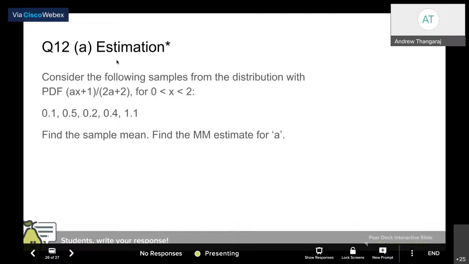This is a valid PDF. You can check that this is a valid PDF. (ax plus 1) by (2a plus 2), where a is the parameter. And here are samples. I've given you 5 samples. The first thing you should notice here is ax plus 1, isn't it? So a cannot be smaller than minus 0.5. You agree? If a becomes like minus 1, then this PDF will go negative. So it will become invalid, right? So a has to be greater than minus 0.5.